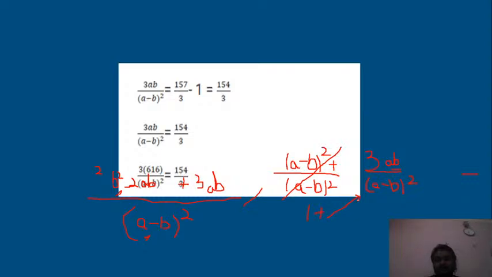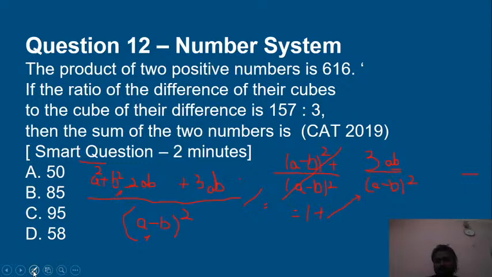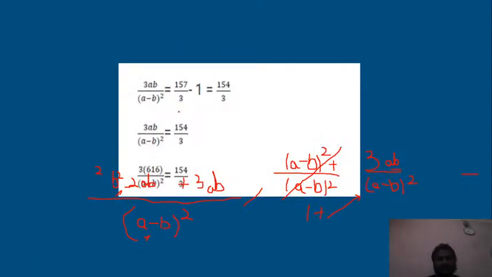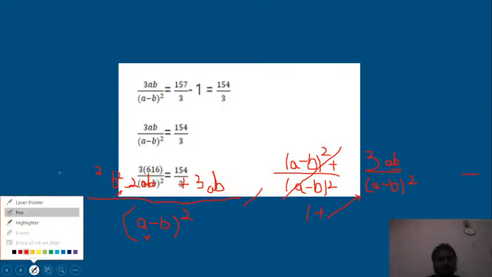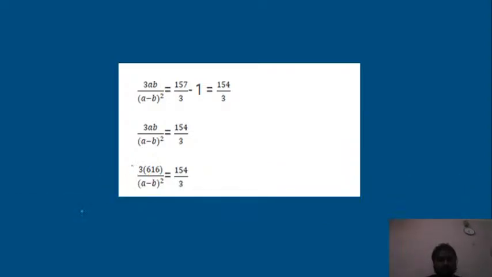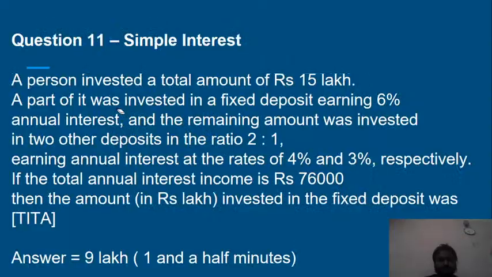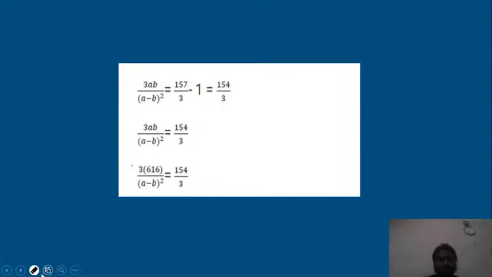That is, I get 1 plus 3ab becomes 157. Let me remove. So from this, 1 plus 3ab is actually 1 plus 3ab plus a minus b square. When it goes to the other side, it becomes 150. This one, the 1 plus 3ab from before, goes to this side, so you don't have this one. So it is 157 by 3 minus 1, which becomes 154 by 3.